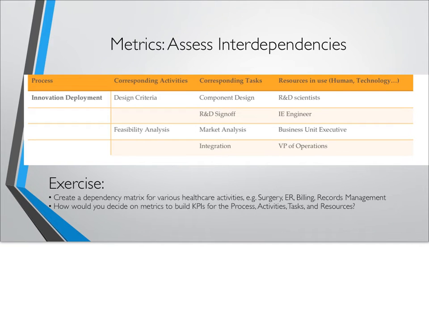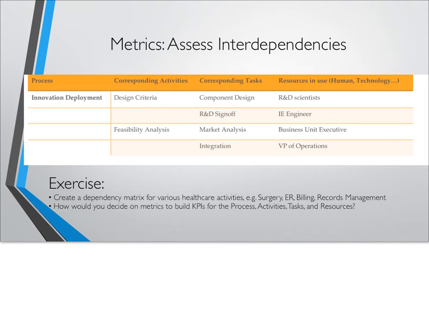Choosing metrics is not just something that you do on your own, but oftentimes you involve other people within your company to understand what should go into the right set of metrics. And oftentimes it's important, therefore, to assess interdependencies. For example, let's look at our general process, such as innovation deployment. The corresponding activities, you look at each process and you break them into corresponding activities, tasks, and then the resources that you need to get those tasks and therefore the activities and therefore the process completed.